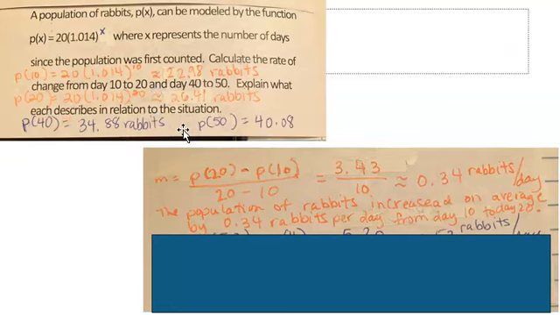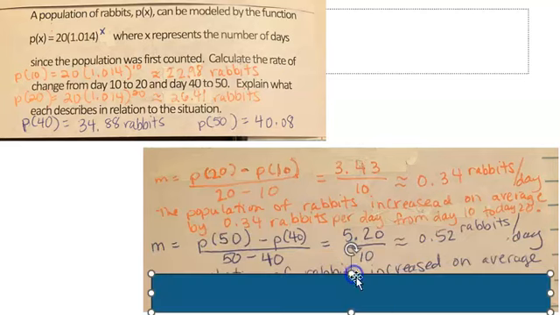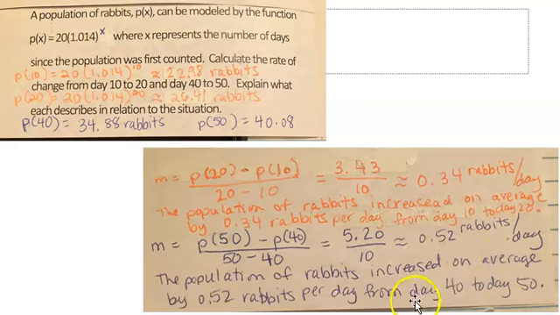Now I did the exact same thing in my calculator for 40 and 50, just simply plugged it into this p of x formula. I got these two values, p of 40 and p of 50. I plugged that into the average rate of change formula or the slope formula. I ended up with 0.52 rabbits per day. Again, I have another positive number, so I know my population is going to increase. But you'll notice it's increasing a little bit faster from day 40 to day 50.